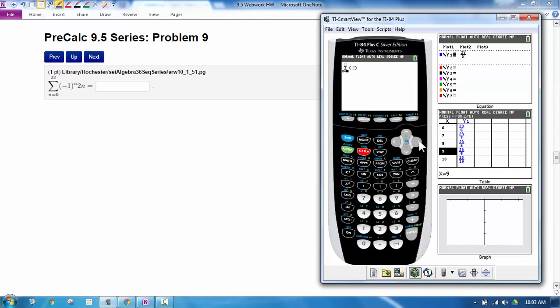Summation notation. We're going from this case 0 to 22, and we're going to enter this in using extra parentheses, negative 1 to the nth power, or x power in my case, and then times 2x. I didn't need to put that parentheses, but oh well. And in this case we get 22. I left the 0 on the bottom there, but 22 is the answer.